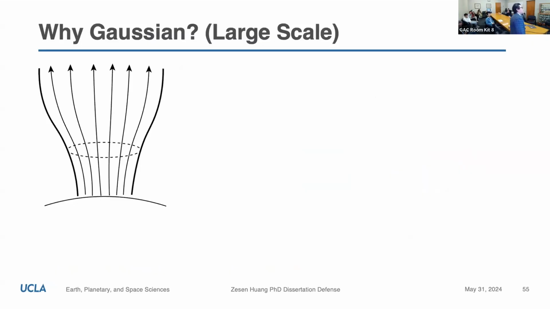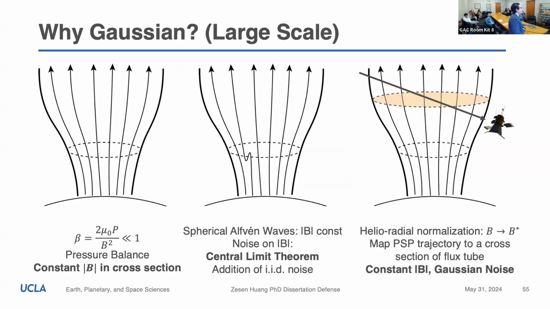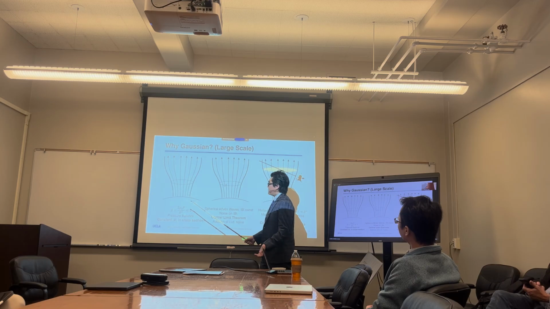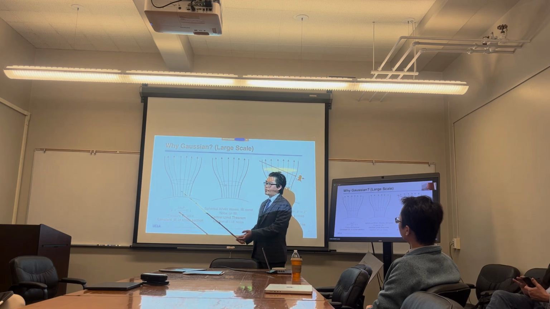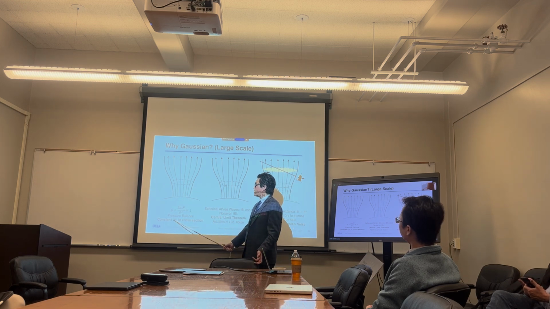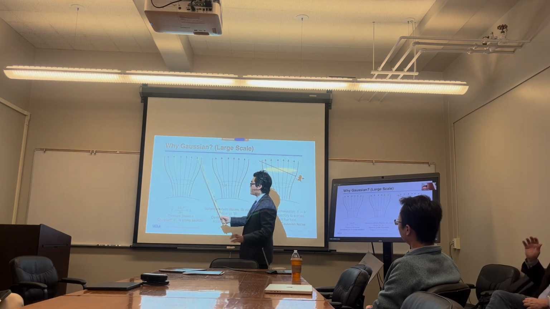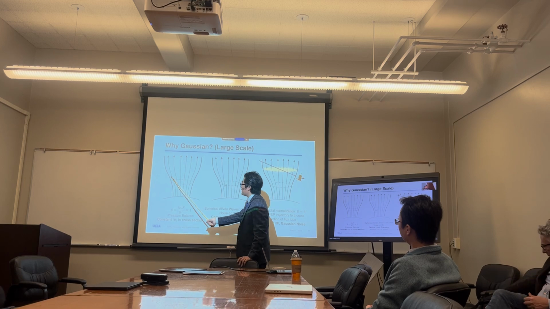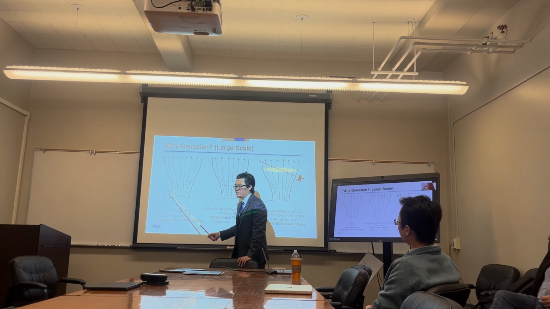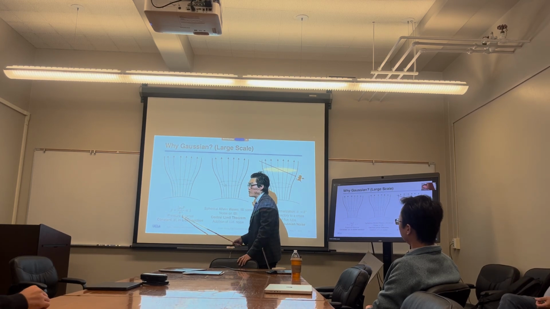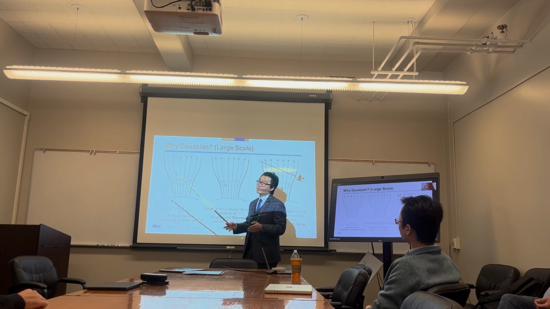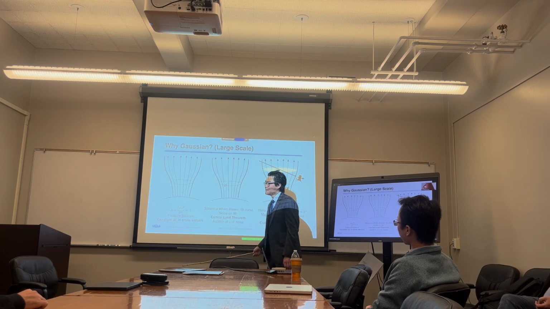So what's happening? Why is it Gaussian to begin with? This is a really simple model. Imagine that there is no perturbation in the flux tube. Because the plasma beta is very small, you have a pressure balance with the magnetic field only for the same cross section of a flux tube. So for any place in this cross section, the magnetic pressure is the same everywhere, because if it's not the same, it will quickly dissipate due to the pressure balance.